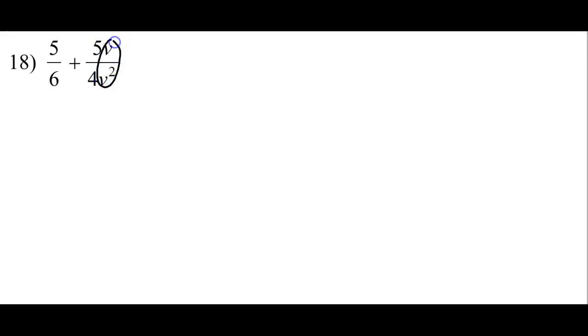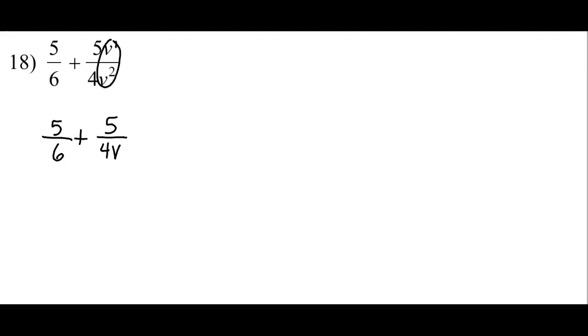So notice here this second fraction has a v on the top and a v squared on the bottom. We can reduce that by subtracting the powers. 2 take away 1 is 1, so v to the first power is what will be left, and it will go on the bottom because that's where the bigger v was. Now we want to get a common denominator.